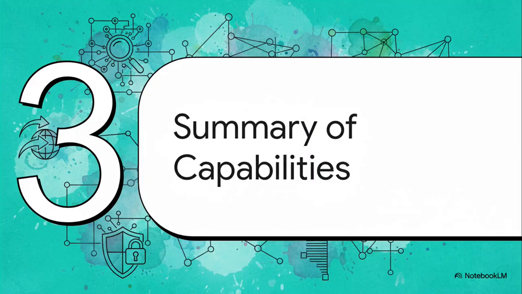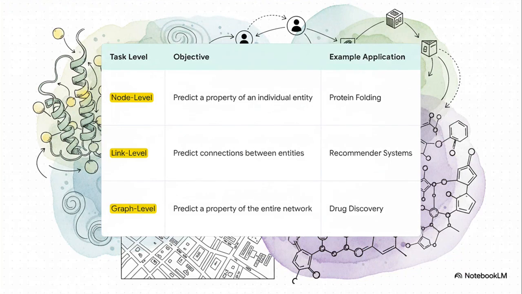So, to wrap up, let's quickly summarize these three core capabilities. To review, graph machine learning operates on three levels: First, at the node level, it predicts properties of single entities, which we saw with protein folding. Second, at the link level, it predicts the connections between those entities, which is what drives recommender systems and helps find drug interactions. And finally, at the graph level, it analyzes entire networks, which is essential for things like drug discovery and traffic forecasting. By modeling the natural relational structure of data, these methods give us powerful predictive tools across a whole range of fields.